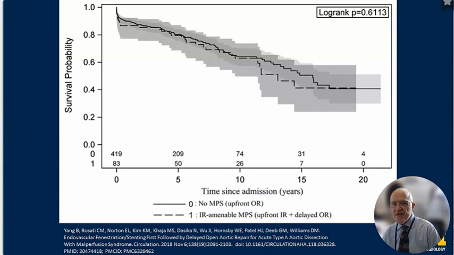The second set of curves compare OR first patients without malperfusion syndrome to those of the IR first patients with malperfusion syndrome who had fenestration and stenting first, followed by delayed repair. The curves are remarkably similar.